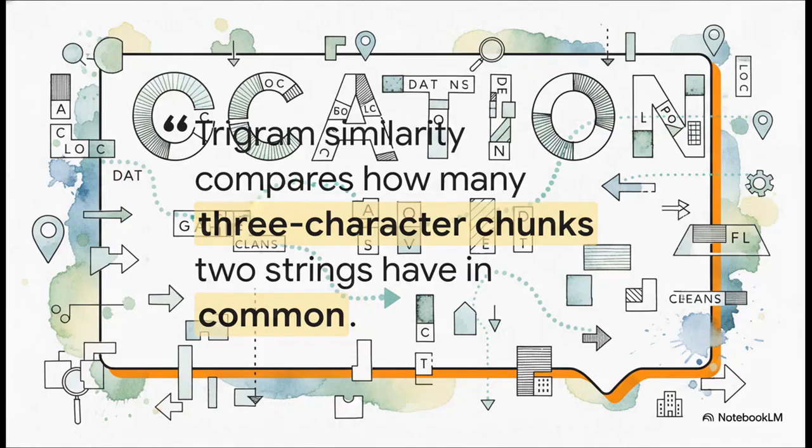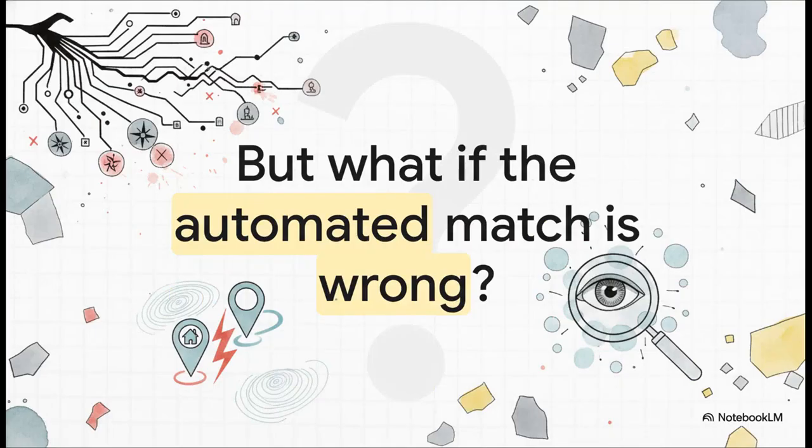So instead of looking at the whole word, it breaks the text down into these little 3-character chunks. Then it just compares how many of those chunks two strings have in common. It's a super powerful way to see how similar two pieces of text are, even if one has a typo or a slight variation. Okay, so this automated process is really, really powerful.